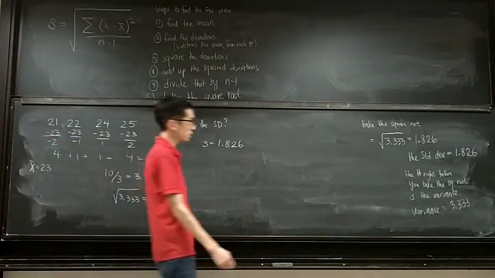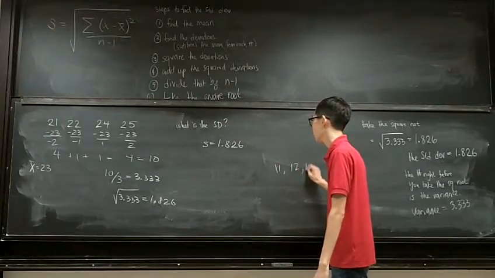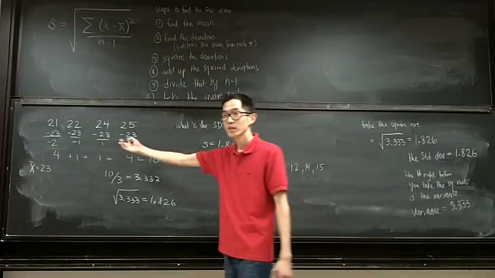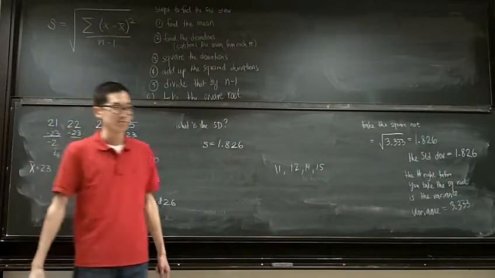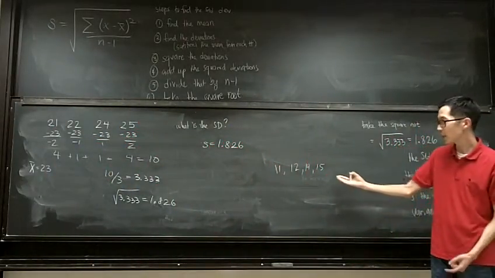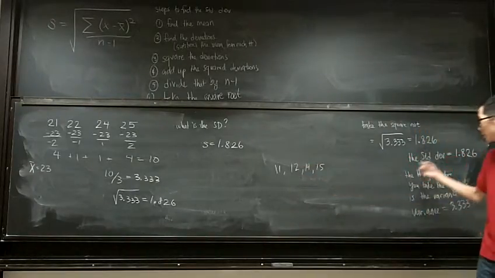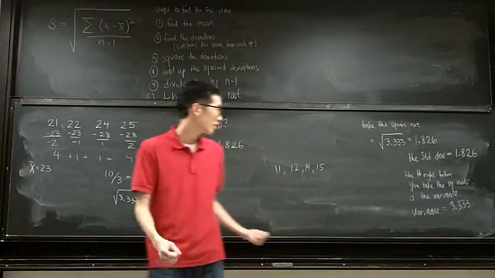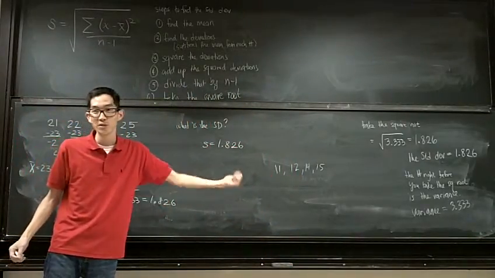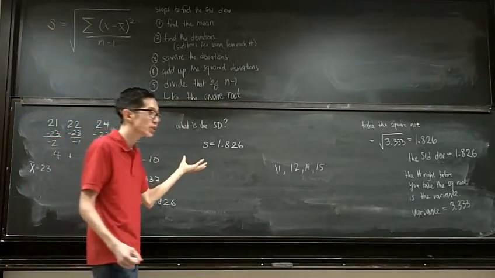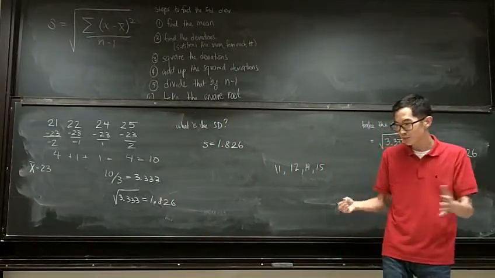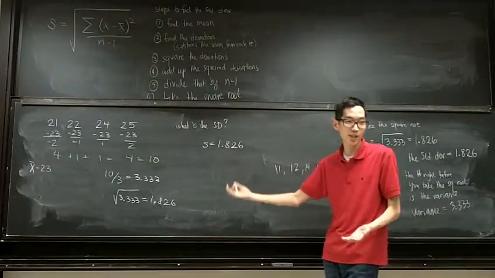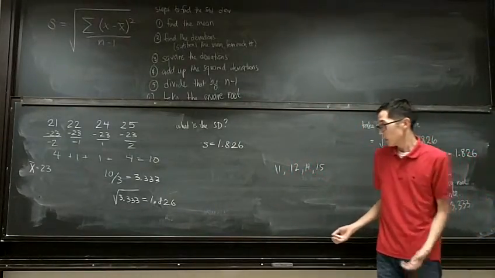Do you remember the first four numbers that we had? It was 11, 12, 14, and 15, right? These were the ages of the four kids in the family. These are the ages of the four kids in the family 10 years later. If the spread of ages could be summarized with the standard deviation as 1.826, 10 years later, did that spread change? No. That's why when we added 10 to all of these numbers, the spread is still exactly the same. Because it's a summary of the spread in the ages. The distance that they are apart from each other when they're in middle school and high school is going to be the same distance that they are apart from each other for the rest of their lives.